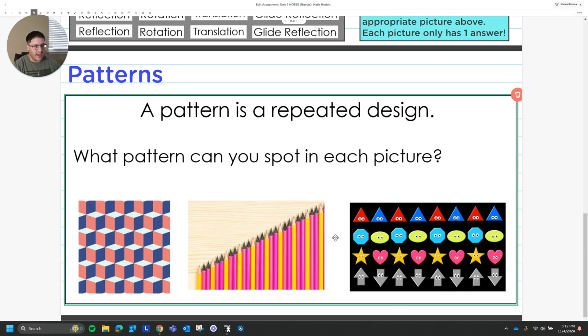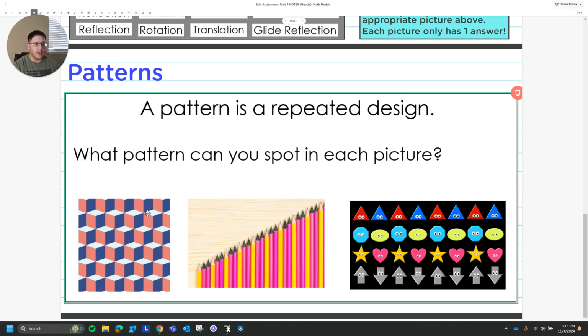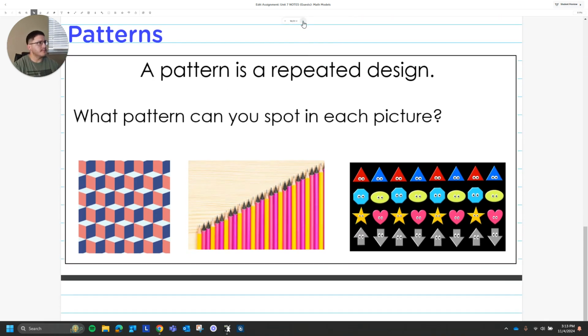You can see a pattern with the pencils, different colors, different sizes. You can also see a pattern with these squares, cubes, different colors through the horizontal, through a diagonal. So there's different ways you can spot a pattern with a lot of these images.